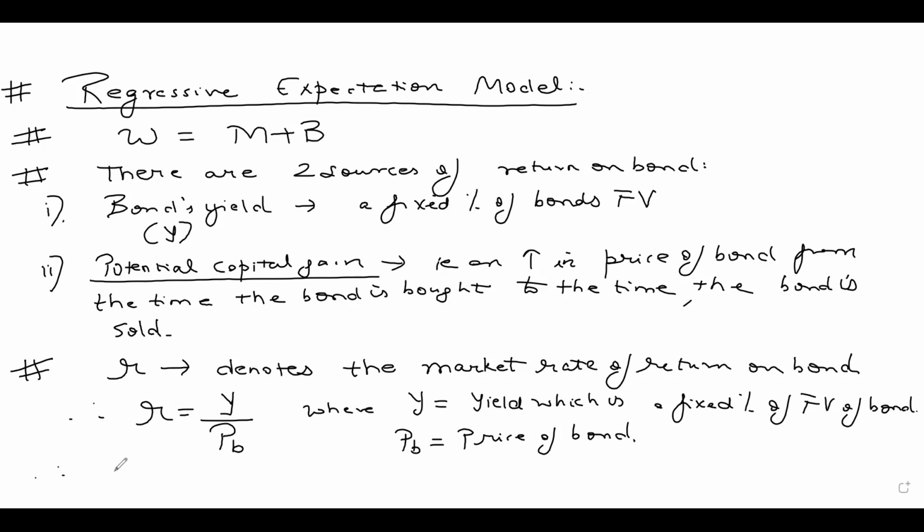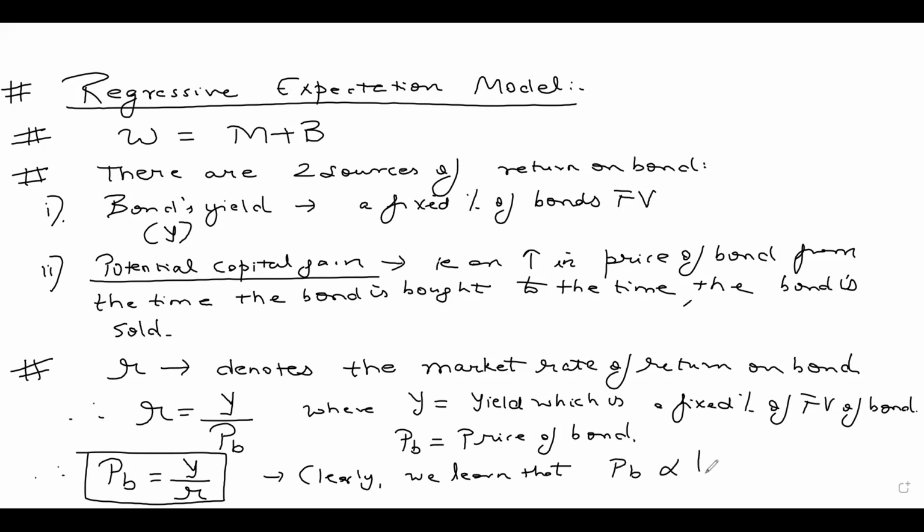And I can also write this as, so my price of the bond is nothing but the yield divided by the market rate of it. So clearly, we learn that price of the bond shares an inverse relationship with the market rate of return. That means when the market rate of return goes up, price of the bond is going to fall. And when the market rate of return goes down, price of the bond is going to rise.